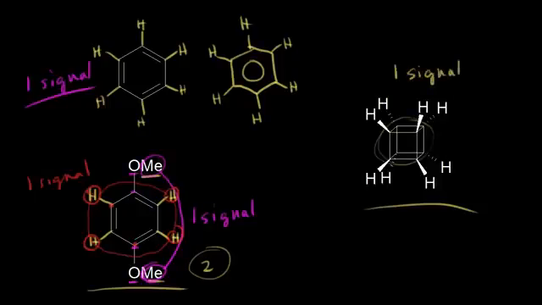All right, so that's hopefully some insight into how to look at a dot structure and how to figure out how many signals you would expect to see on your NMR spectrum.